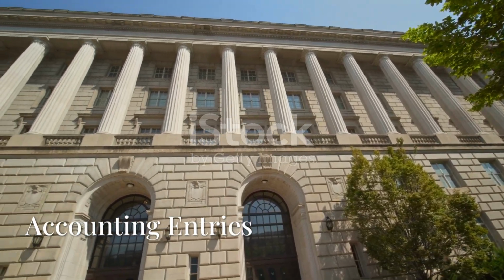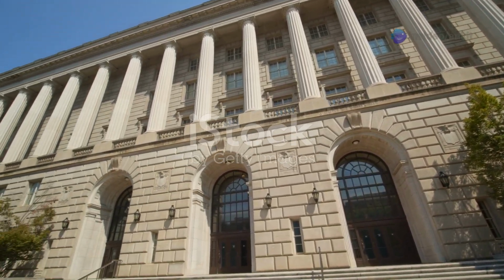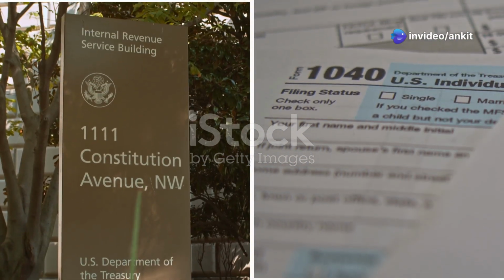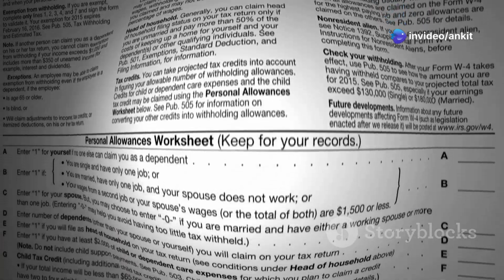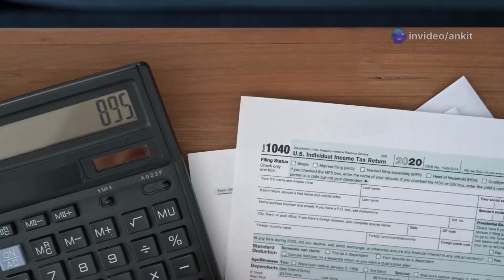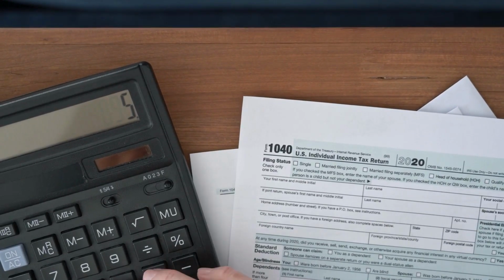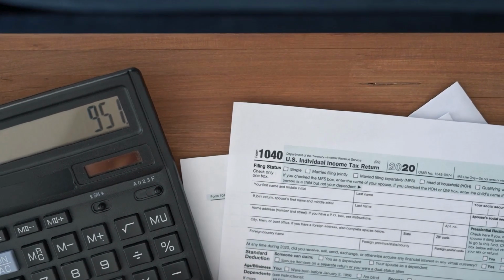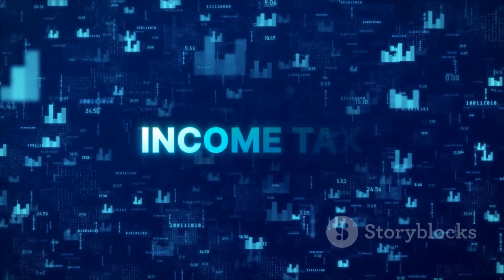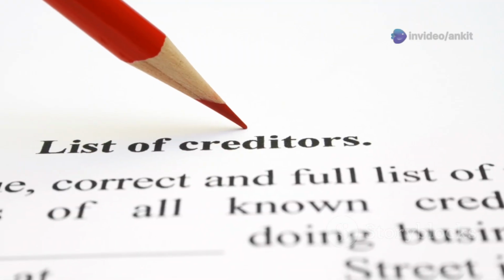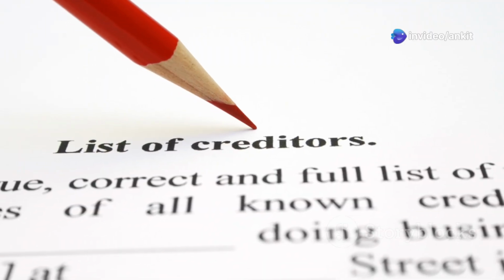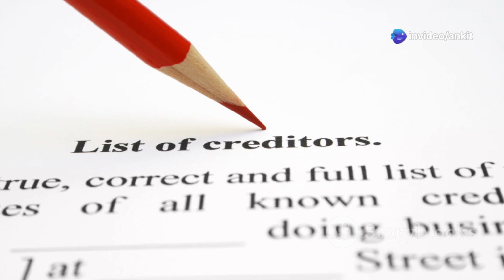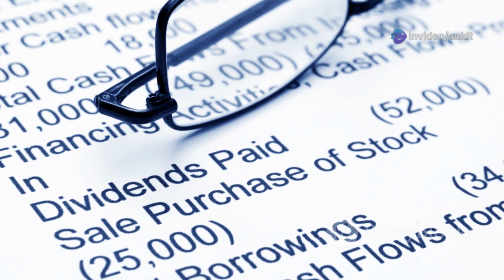When recognizing a deferred tax liability, the journal entry typically involves a debit to income tax expense and a credit to deferred tax liability. Conversely, recognizing a deferred tax asset involves a debit to deferred tax asset and a credit to income tax expense, unless the deferred tax asset relates to items recognized outside of profit or loss, such as in other comprehensive income.